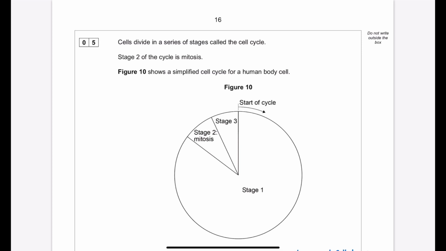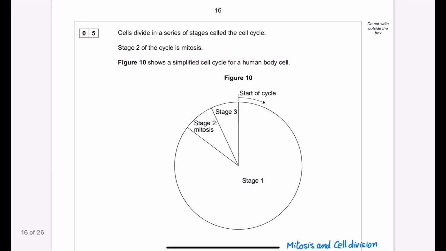The question number 5 is: cells divide in a series of stages called the cell cycle. Stage 2 of the cell cycle is called mitosis. Figure number 10 shows a simplified cell cycle for a human body cell. A model is given here: stage 1, where the cycle will start, then stage 2 is coming, and stage 3 is coming there.